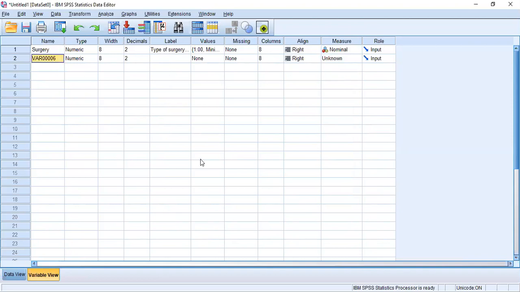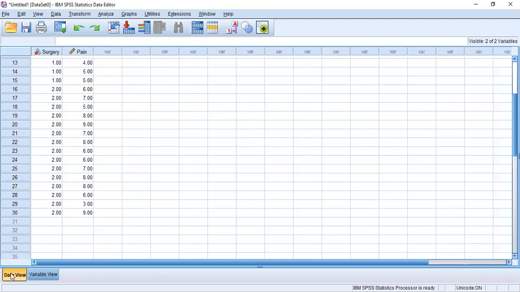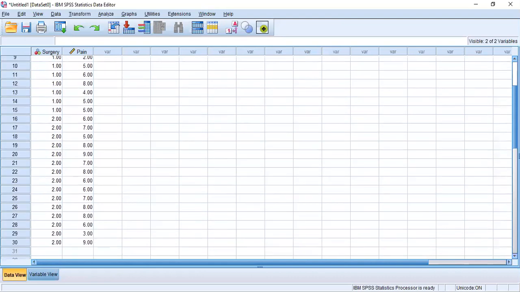Now coming to the second variable, the pain level. I'm naming it pain, and the label is pain level after 24 hours of surgery. Values are not mentioned because this pain level is on a scale of 1 to 10, where 10 means a very high level of pain as compared to maybe 3, 4, or 2. And this measure is scale. That's done. So if you look at the data, we have surgery and the pain level. The data is before us.